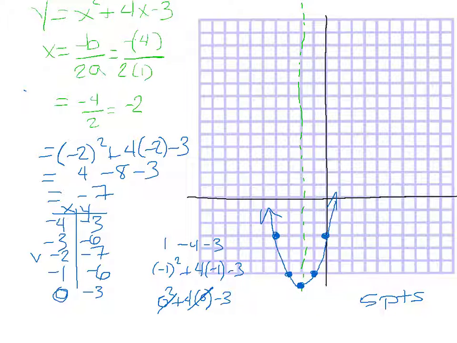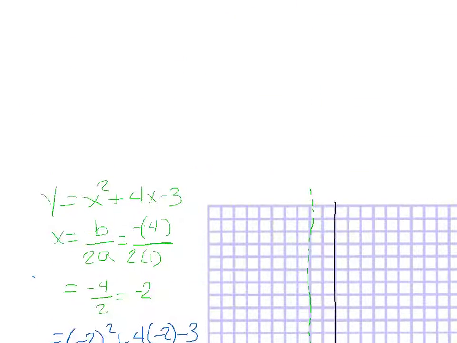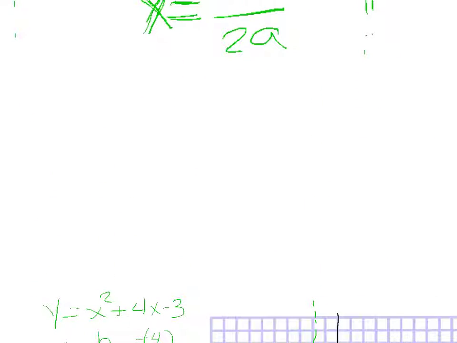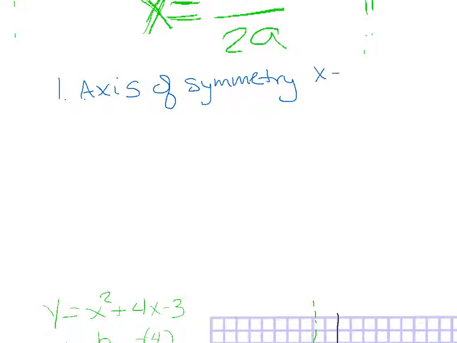So let's just remember what we did here to graph a parabola. Here are the steps. I suggest you take notes on this. Step 1, I'm going to find my axis of symmetry. You're going to find that by using x equals negative b over 2a. Step 2, you're going to find your vertex. You're going to use your axis of symmetry to do that.